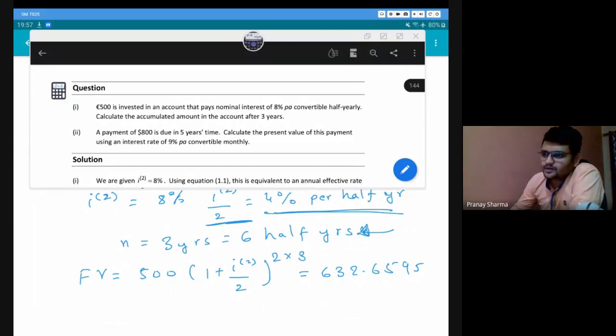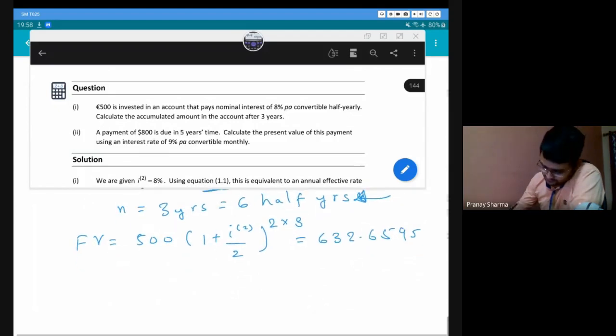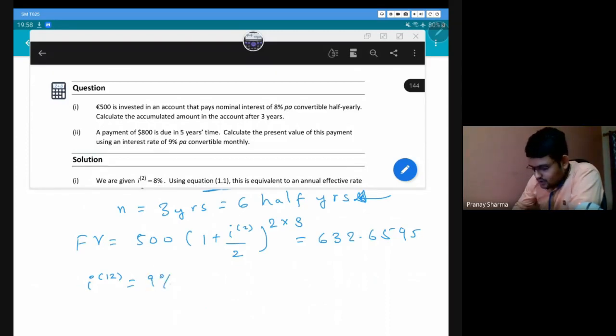Now for the second one, a payment of rupees 800 is due in 5 years time. See, it is due in 5 years time. That means we are going to get that in 5 years time, or we'll have to give that in 5 years time. So its value is in after 5 years. Calculate the present value of this payment using an interest rate of 9% per annum convertible monthly. So see again, I12, because it is per annum, 9% per annum. Nominal will always be given on per annum basis, but it is convertible monthly. In actuality, the interest is paid monthly.